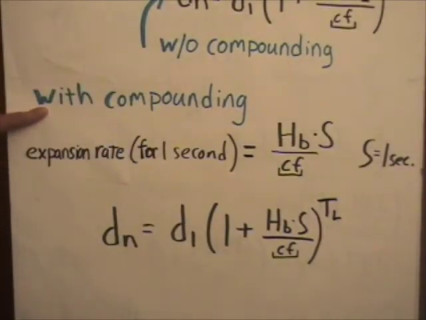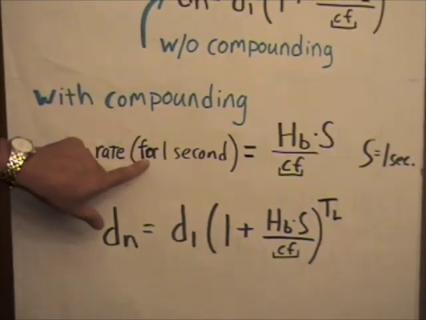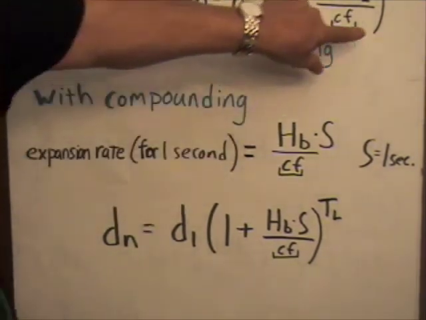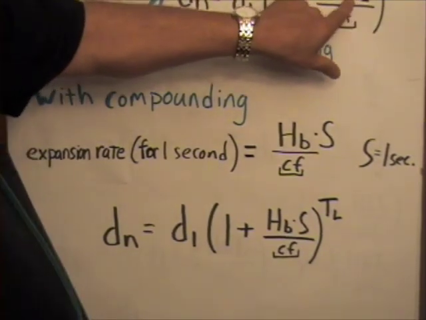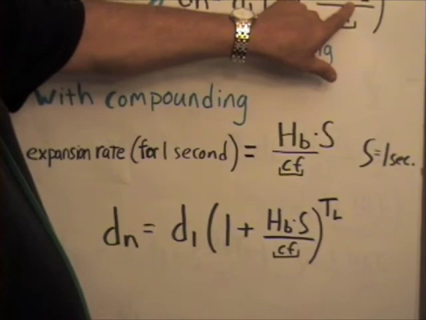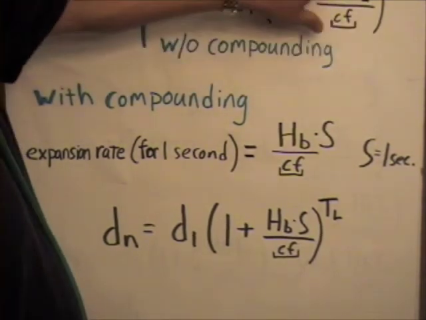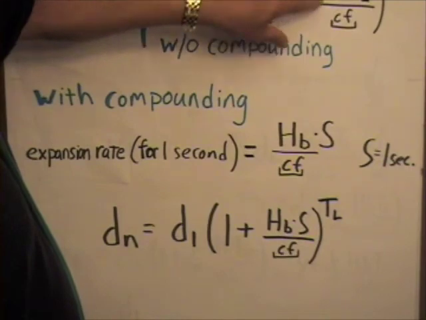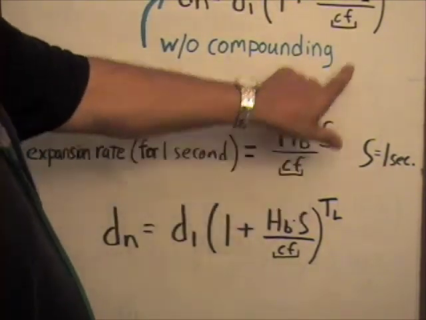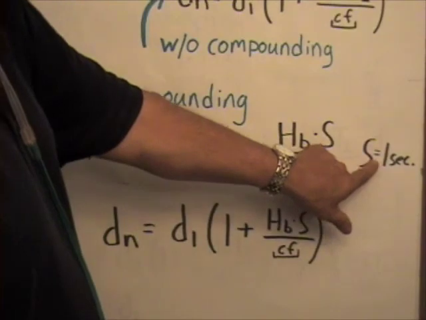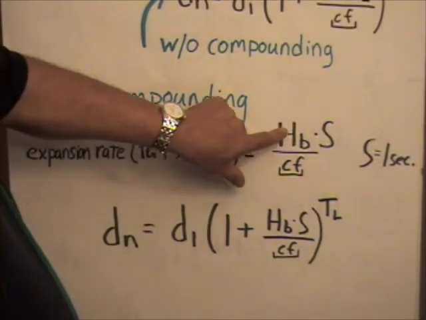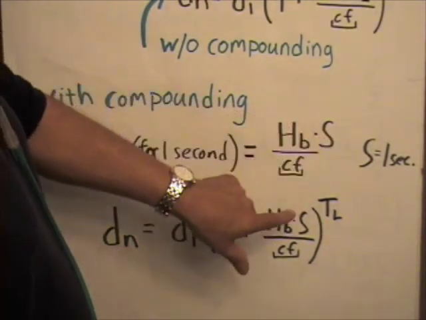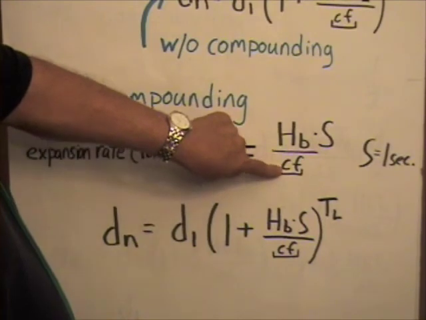So with compounding, things look like this. What's the expansion rate for 1 second? Well, here we had the expansion of 1 megaparsec for a whole bunch of seconds, which was the time of light travel. So this expansion amount here, we're going to simplify that and simply put s in place of TL, where s equals 1 second. So that's the expansion rate for 1 second. H blended times s over the conversion factor.